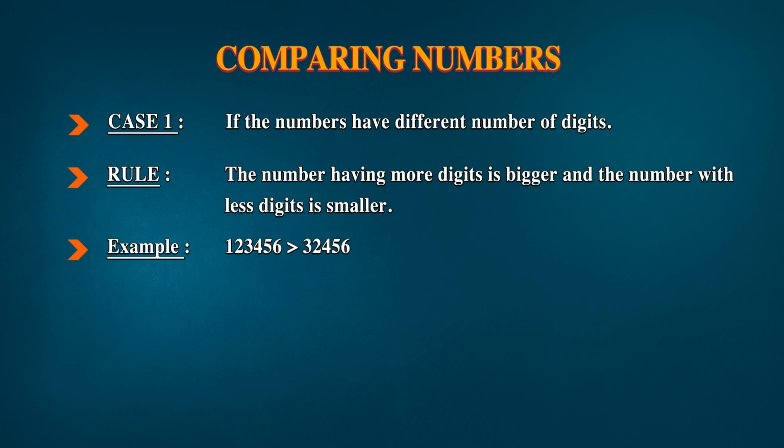Example, 32456 is always less than 123456. Here 32456 is a 5-digit number. It has 5 digits in it, and 123456 is a 6-digit number. It has 6 digits in it. As we know that a 5-digit number is always smaller than a 6-digit number. So, here 32456 is smaller and 123456 is bigger.